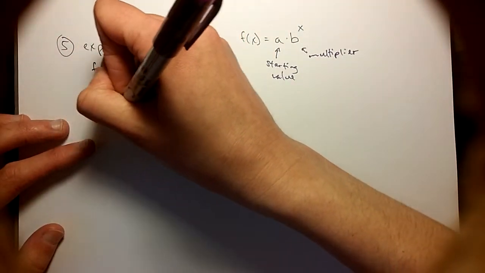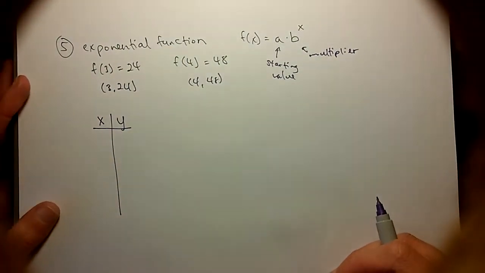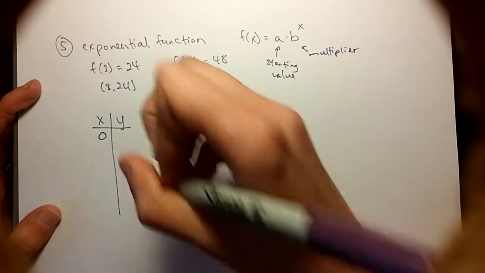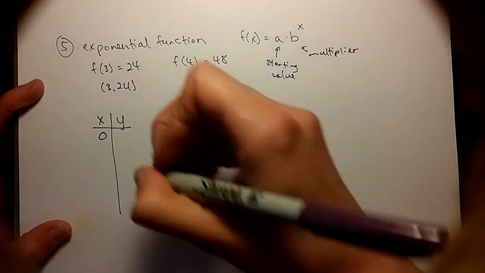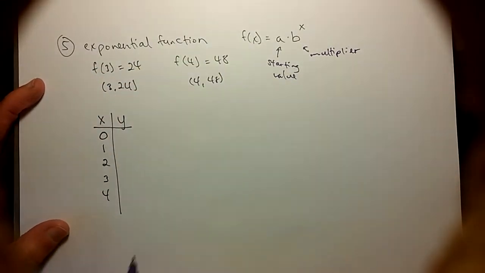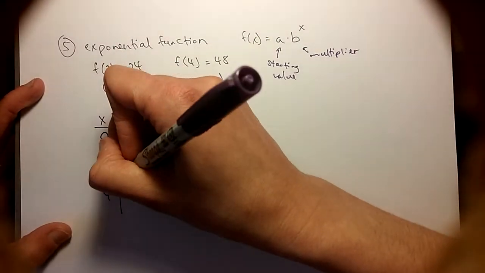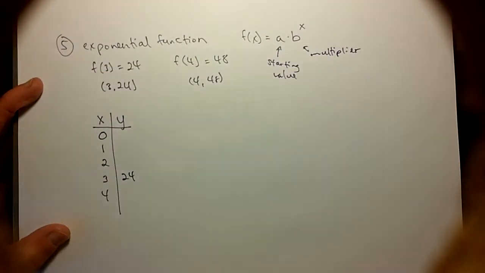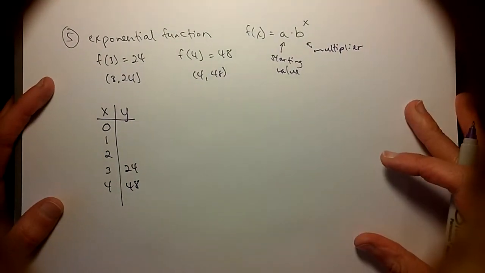So I'm going to make an xy table. I'm going to start my first x value at 0 because we know we're going to have to find the starting value, which is the y value that goes with when x is 0. And then I'm just going to go up by 1s. And I need to get to 4 because I have an x value of 4. And then I'm going to fill in the y values I know. So 24, 48. And then I just need to figure out the multiplier.